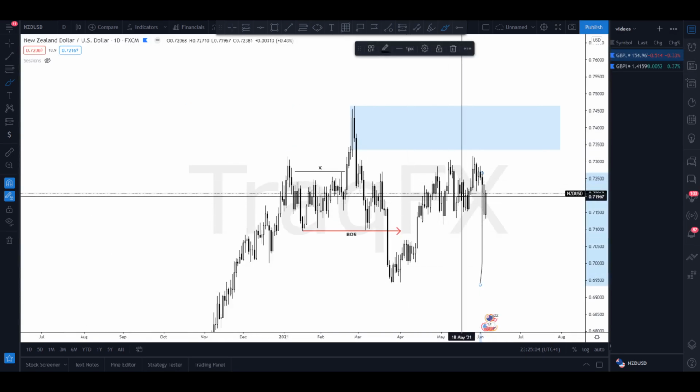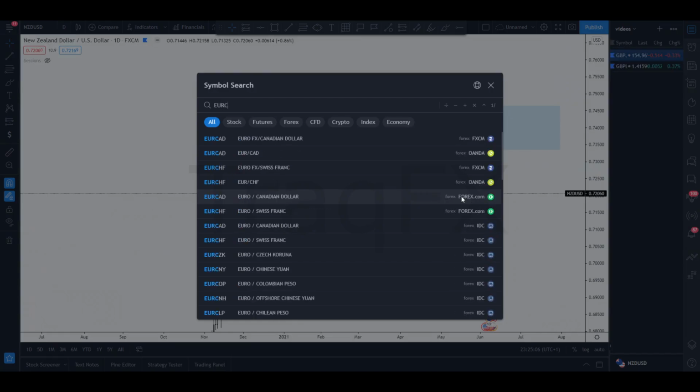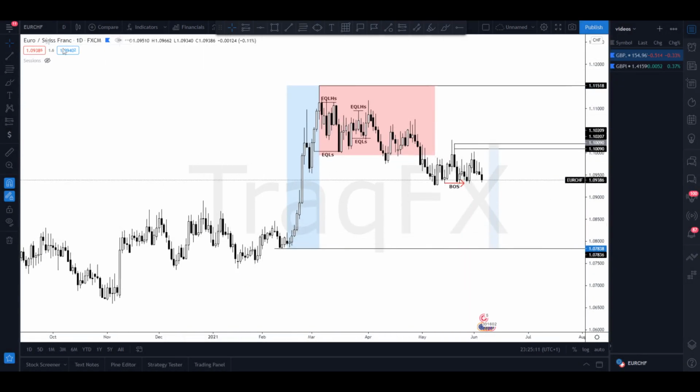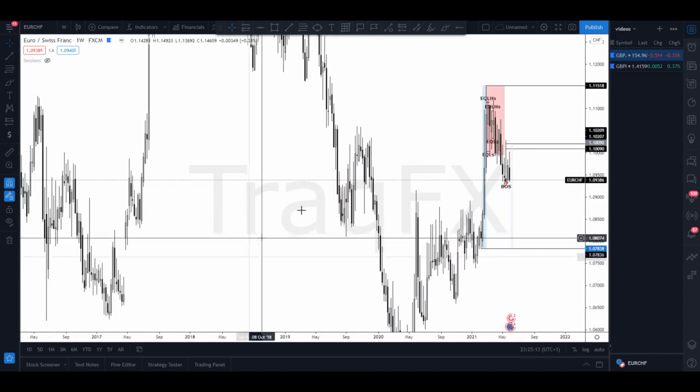And let me actually show you guys a clean example of where this did end up playing out. Look at Euro CHF, right? Let's go to the weekly time frame and let's delete all of this.